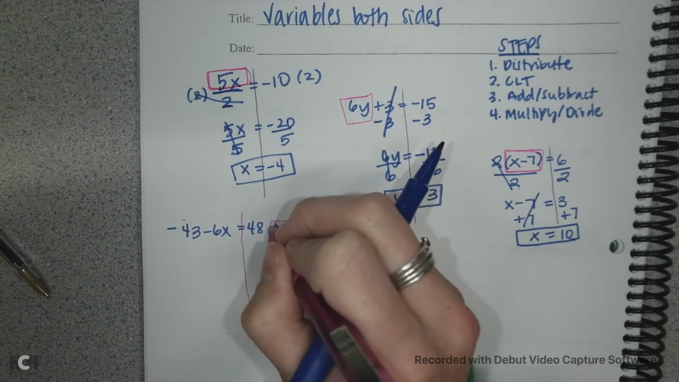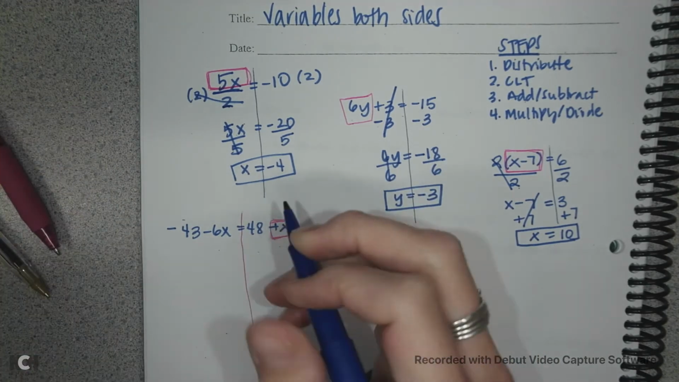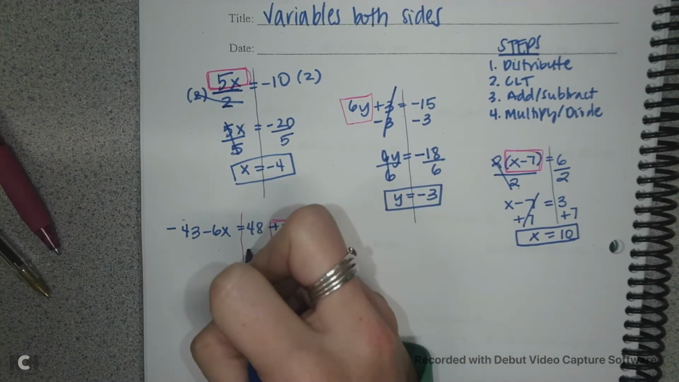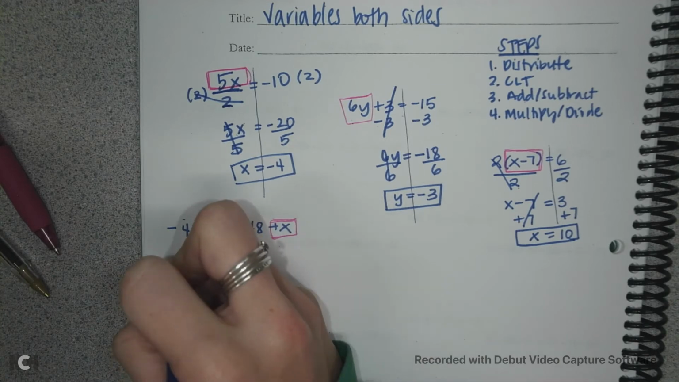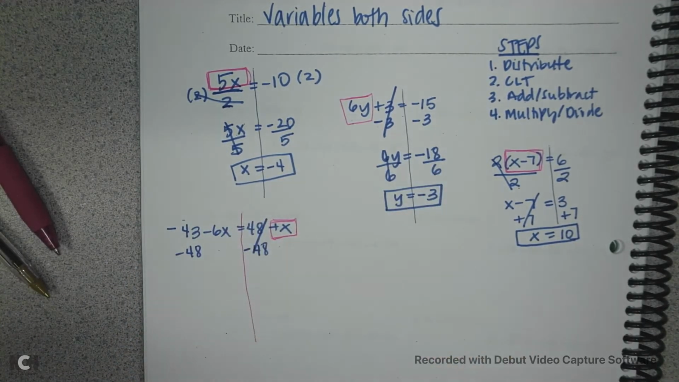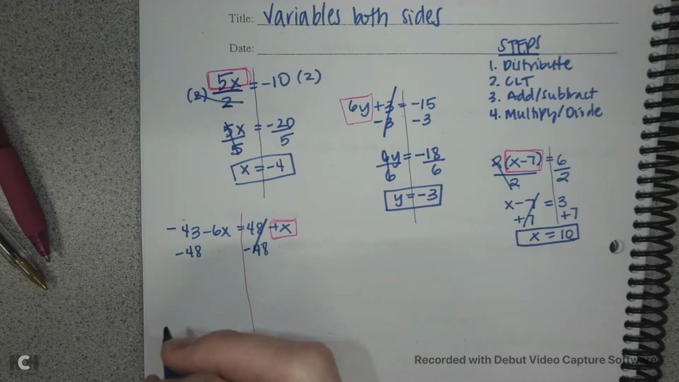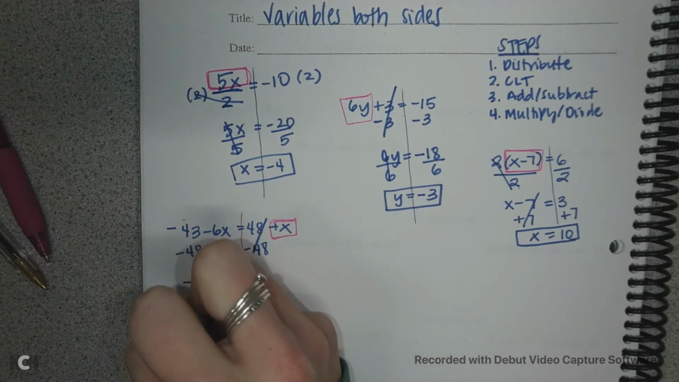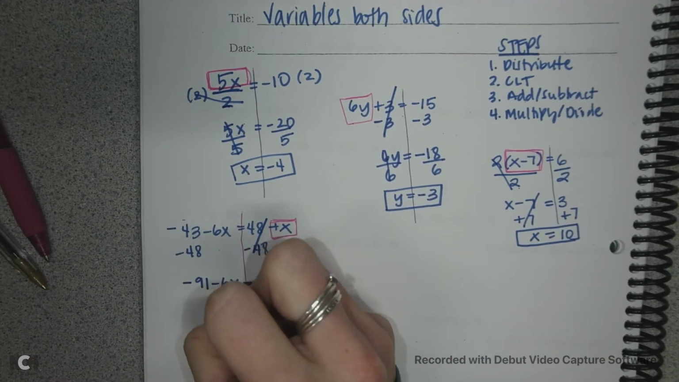If I wanted to get this x alone, then I would need to do the opposite of positive 48 and minus 48 on each side. Now, it doesn't matter which of these four parts of this equation you want to deal with first. I'm just picking one. So now I have negative 43 minus 48, which is negative 91. So I've got negative 91 minus 6x equals x.